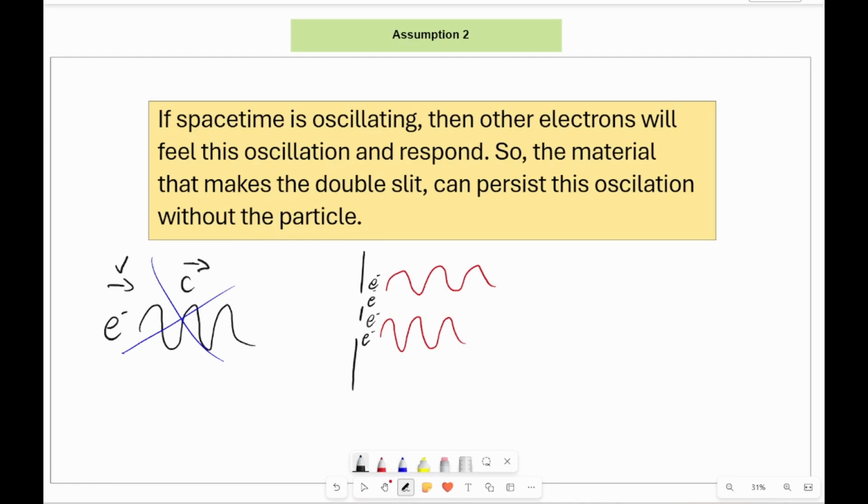And so what we would know here is lambda, same lambda there. Whatever wavelength that is, it's the same. And this is going at C. Okay, so now assumption 3.